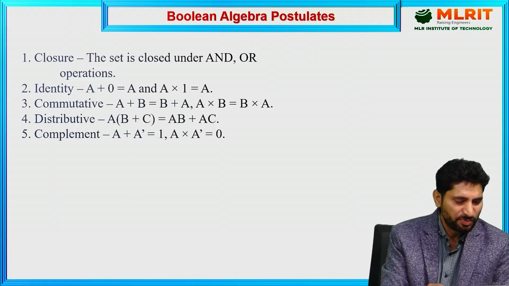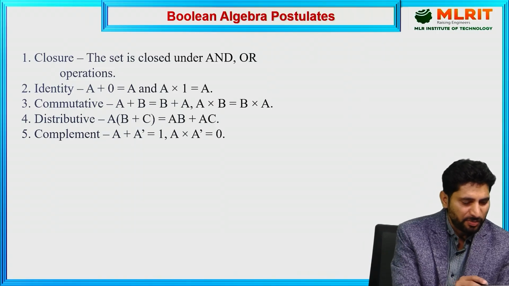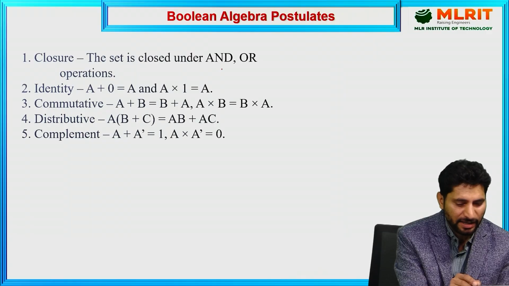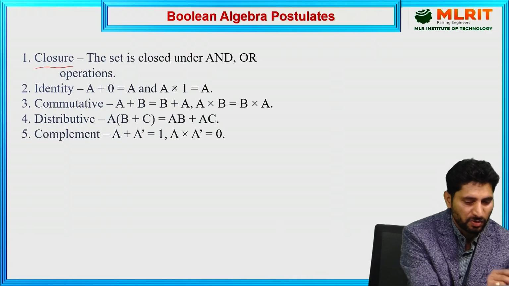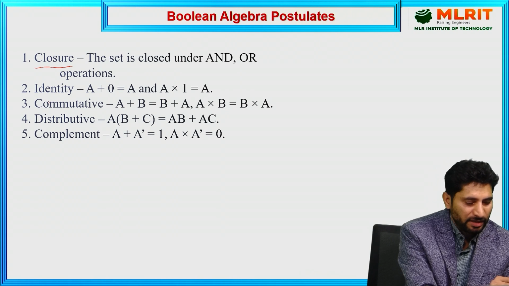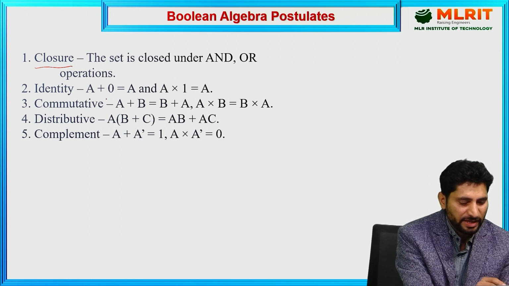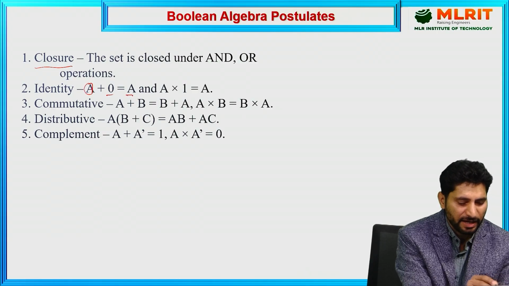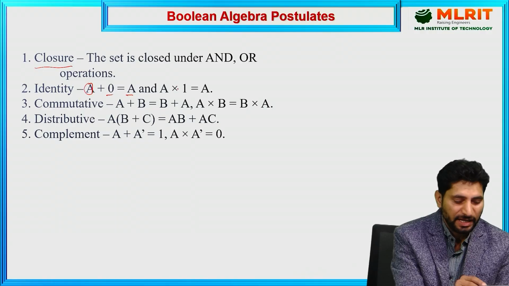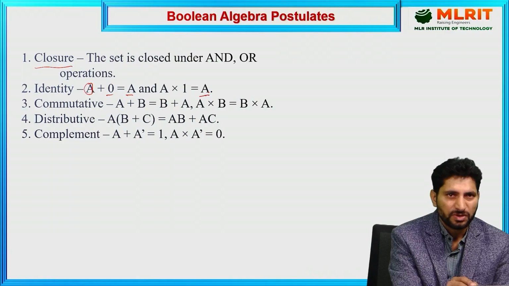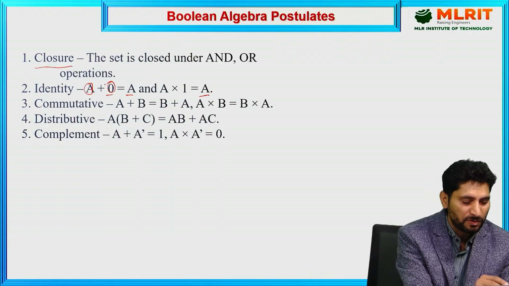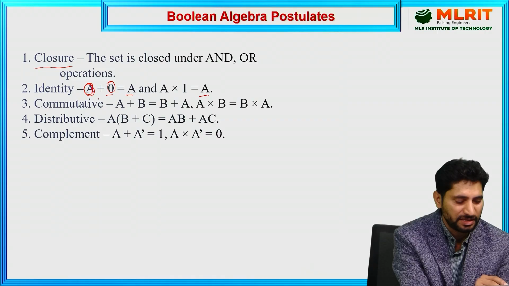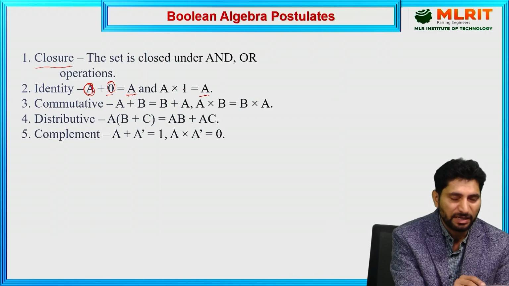As a part of these postulates, the important one is that the set is closed under AND and OR operations, under closure postulates. And as per identity postulates, if we add 0 to some variable A, we will get A, and if we multiply any variable with 1, we will get the same variable. So if we add 0 to any variable, we get A, and if we multiply 1 with any variable, we get the same variable A.